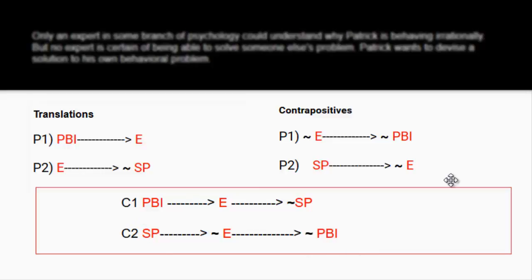And of course, we can say anything along this arrow, guys. We can go transitive property: PBI, not SP. Or you can say SP, not PBI. Those things are all something that you can validly draw. Those are called the transitive property. So let's get to the answer choices.